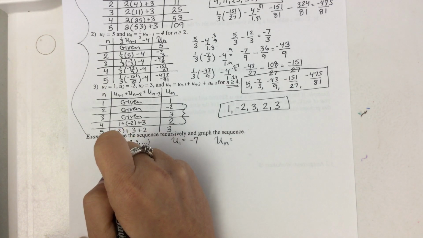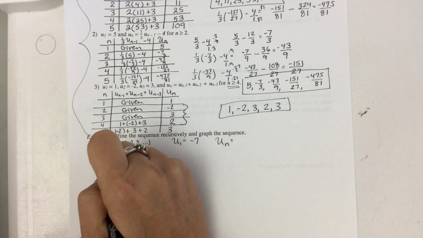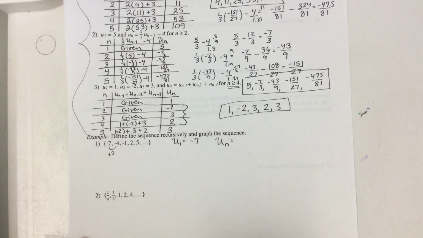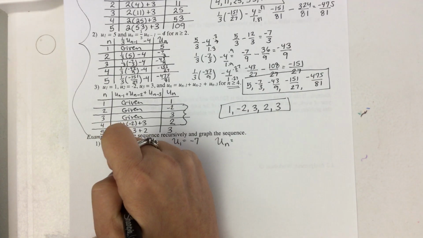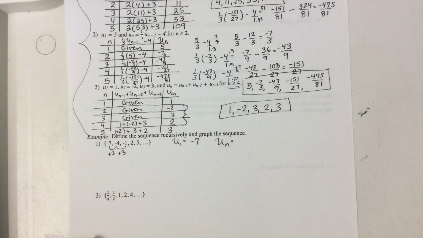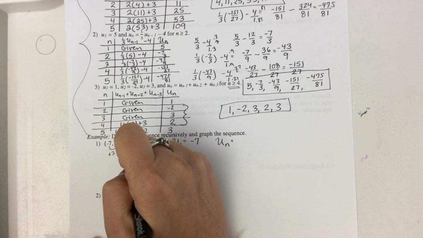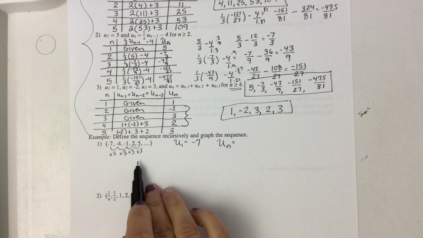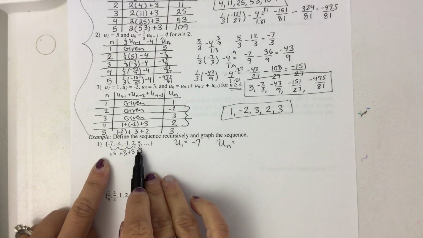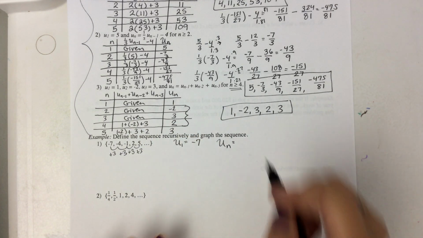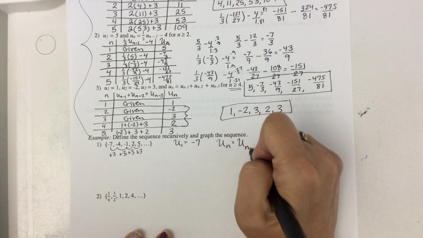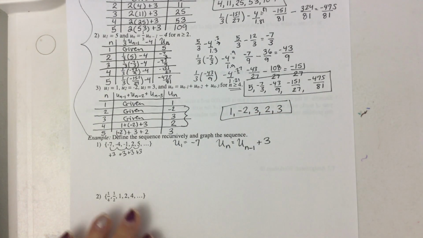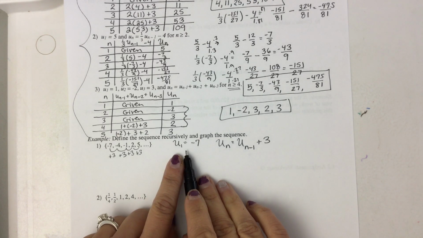Like here, to go from a -7 to a -4, I'm adding 3. If I'm going from a -4 to a -1, I'm adding 3. -1 to 2, I'm adding a 3. 2 to 5, I'm adding 3. So notice what happened is to go from one term to the next, you have to take the previous term and add 3. So it's u sub n minus 1 plus 3. That's what the formula is.